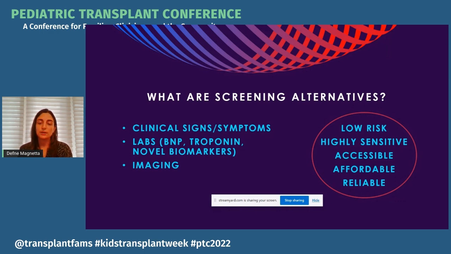Obviously, echo, which all of our patients get on a routine basis, and then MRI. And so when I think about what's a good screening test for rejection, or a screening test in general, I like to think of a test that's low risk, that's highly sensitive, meaning you're not going to miss patients who have rejection. It's relatively accessible and affordable, and it's reliable, meaning if you get a study on one patient, and you show it to multiple people, they'll come to the same conclusion, or you can reproduce this among different patients. So it's something that people agree upon, normative values and things like that.